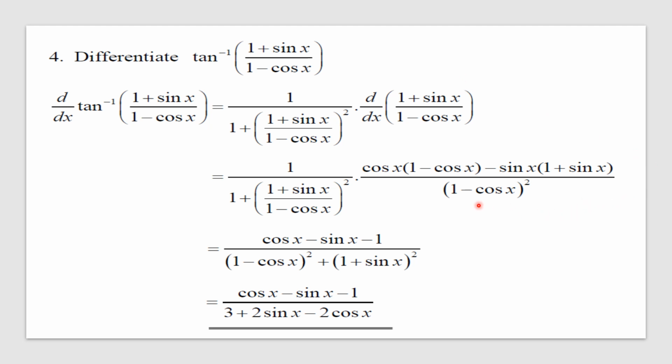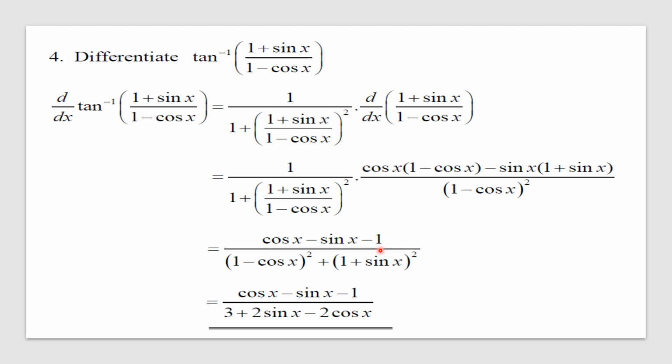Just pay attention, it is u prime v minus v prime u. So it's minus, and when you have 1 minus cos x, differentiating this gives you negative, negative sin x, so it becomes minus positive sin x. Pay attention to this, and then v squared, the denominator squared. So this is revision on the quotient rule.